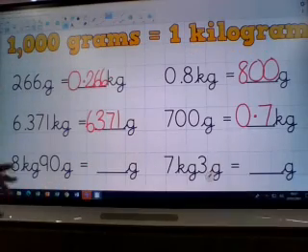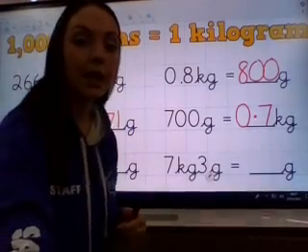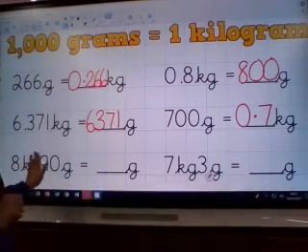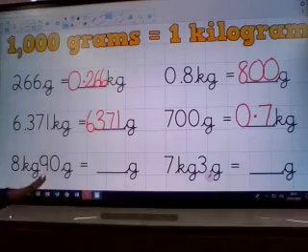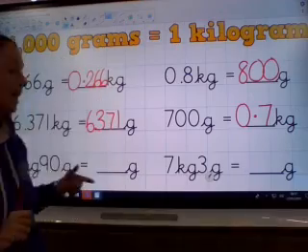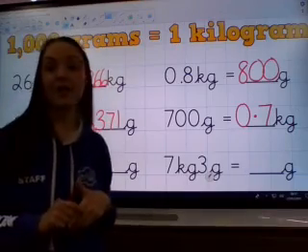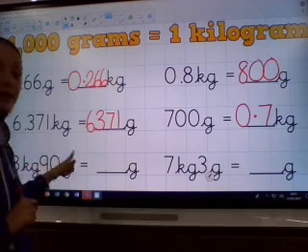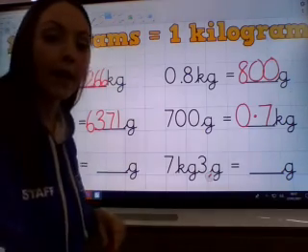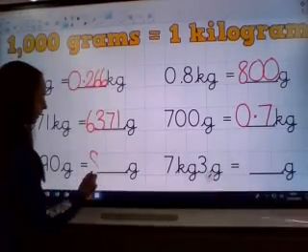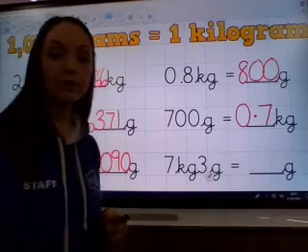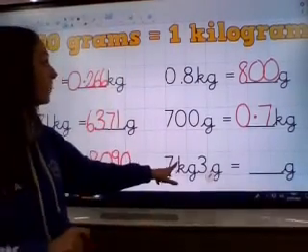Now, under here then, I have got a couple of challenges for us to have a look at together. So, this first one is 8 kilograms and 90 grams. Okay, now if 1 kilogram is 1,000 grams, then I know that 8 kilograms is 8,000 grams. And then I just need to add this 90 on because this 90 is already in grams, isn't it? So I haven't got to change that. So your answer for this one then would just be 8,090 grams.